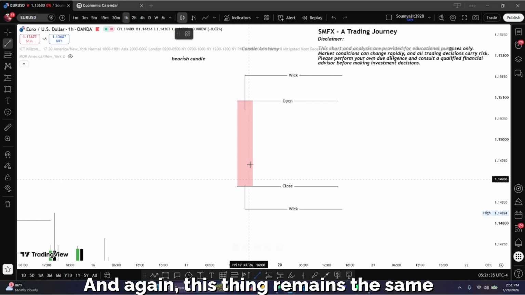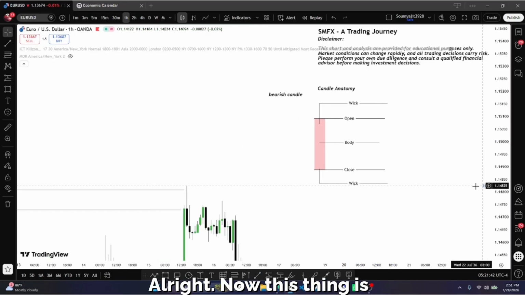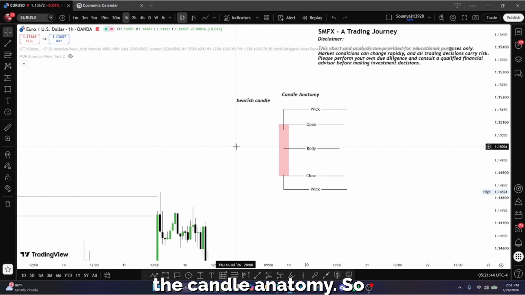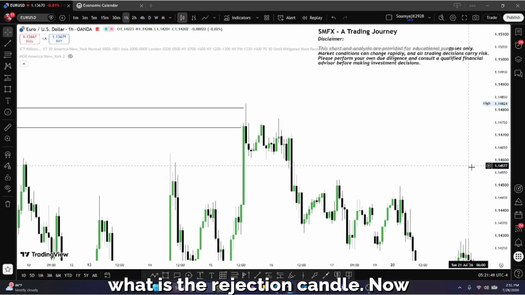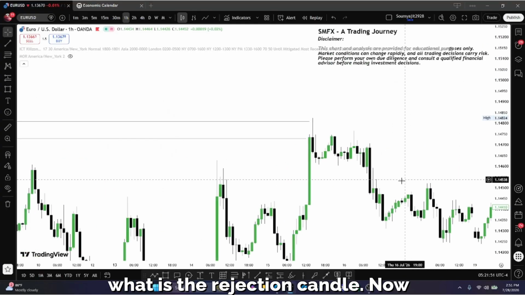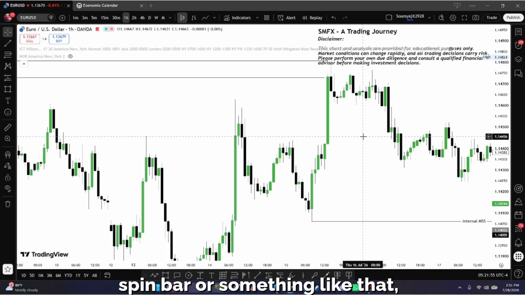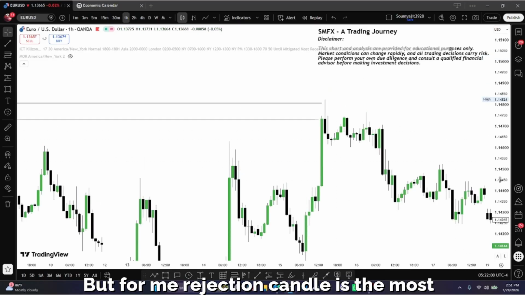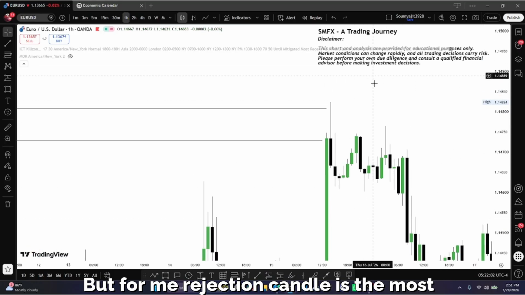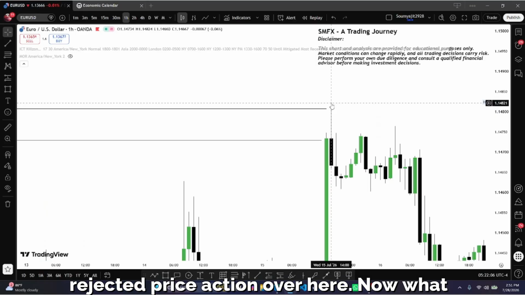And again, this thing remains the same, like the body. Alright. Now this thing is the candle anatomy. So I'm removing this, and now let us understand what is a rejection candle. Many people call the rejection candle a pin bar or something like that, sometimes a hammer or many more. But for me, rejection candle is the most appropriate term, as we get a rejected price action over here.